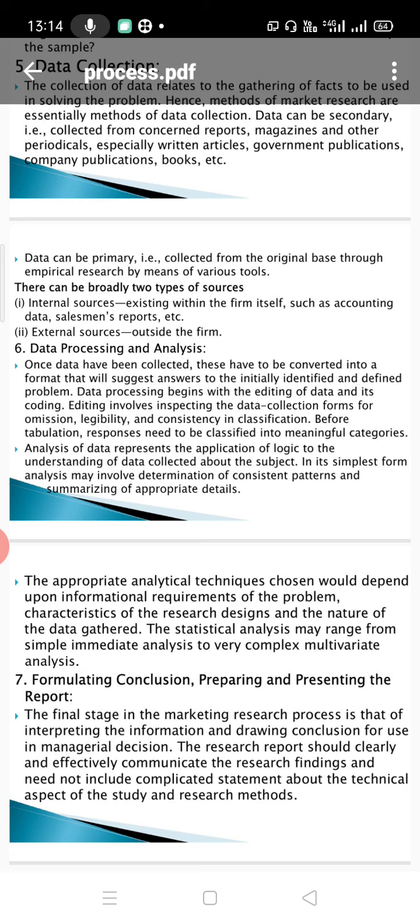The research report should clearly and effectively communicate the research findings and need not be a complicated statement about the technical aspects of the study and research methods. We prepare the report in such a way that it can be understood by all persons.